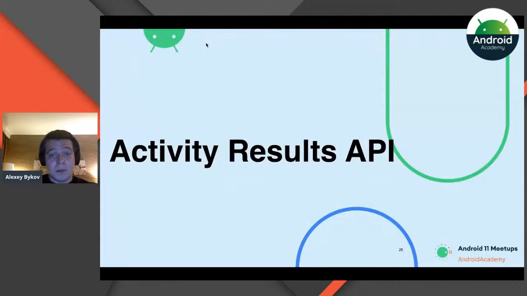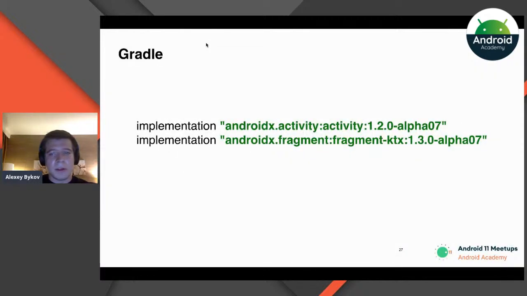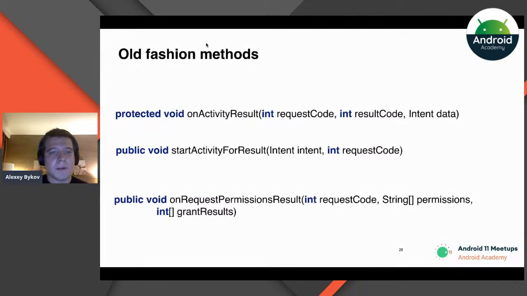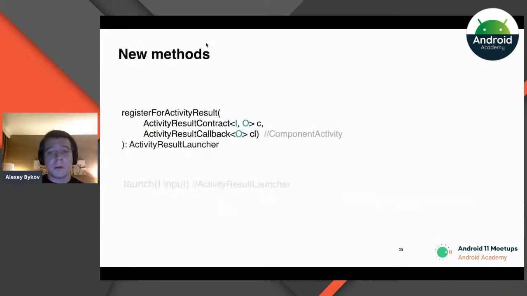And actually, the ActivityResult API comes to solve all of those problems. The first question, what is actually new? We can update the related activity and fragment libraries starting from alpha 07. And all our old-fashioned methods, onActivityResult, startActivityForResult, and onRequestPermissionsResult, become deprecated in ComponentActivity. Instead of them, we have only one call, registerForActivityResult, which returns an ActivityResultLauncher. And inside ActivityResultLauncher, we have a launch method.